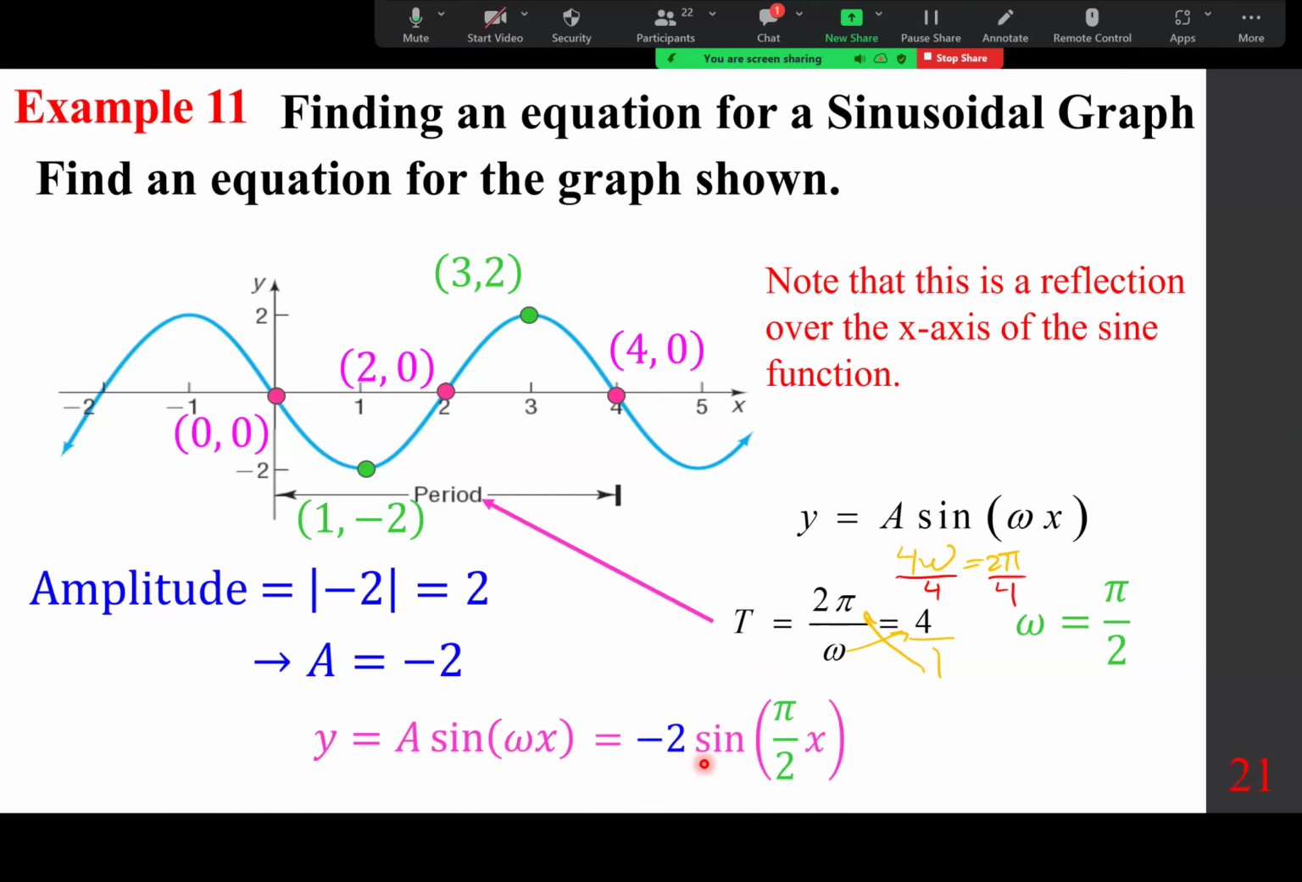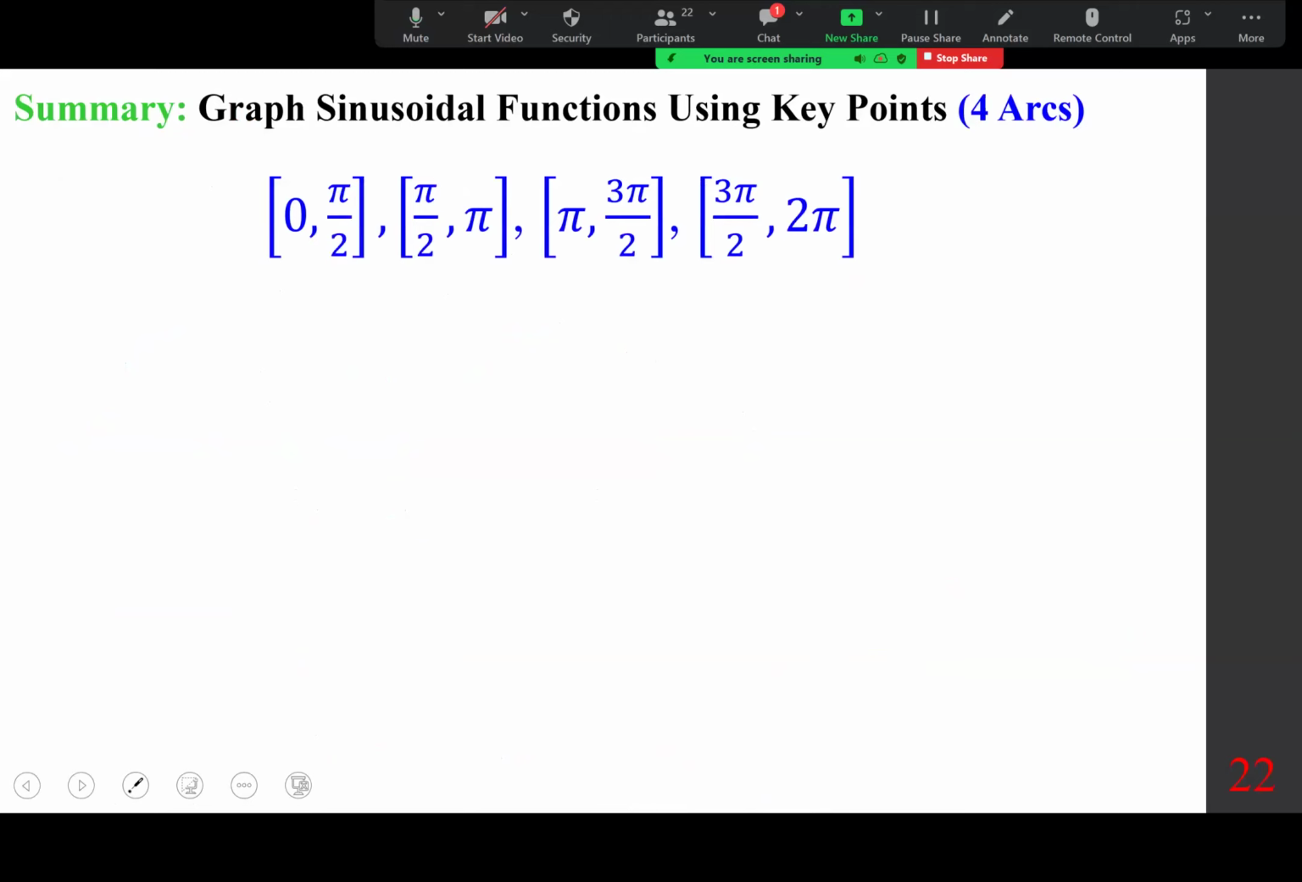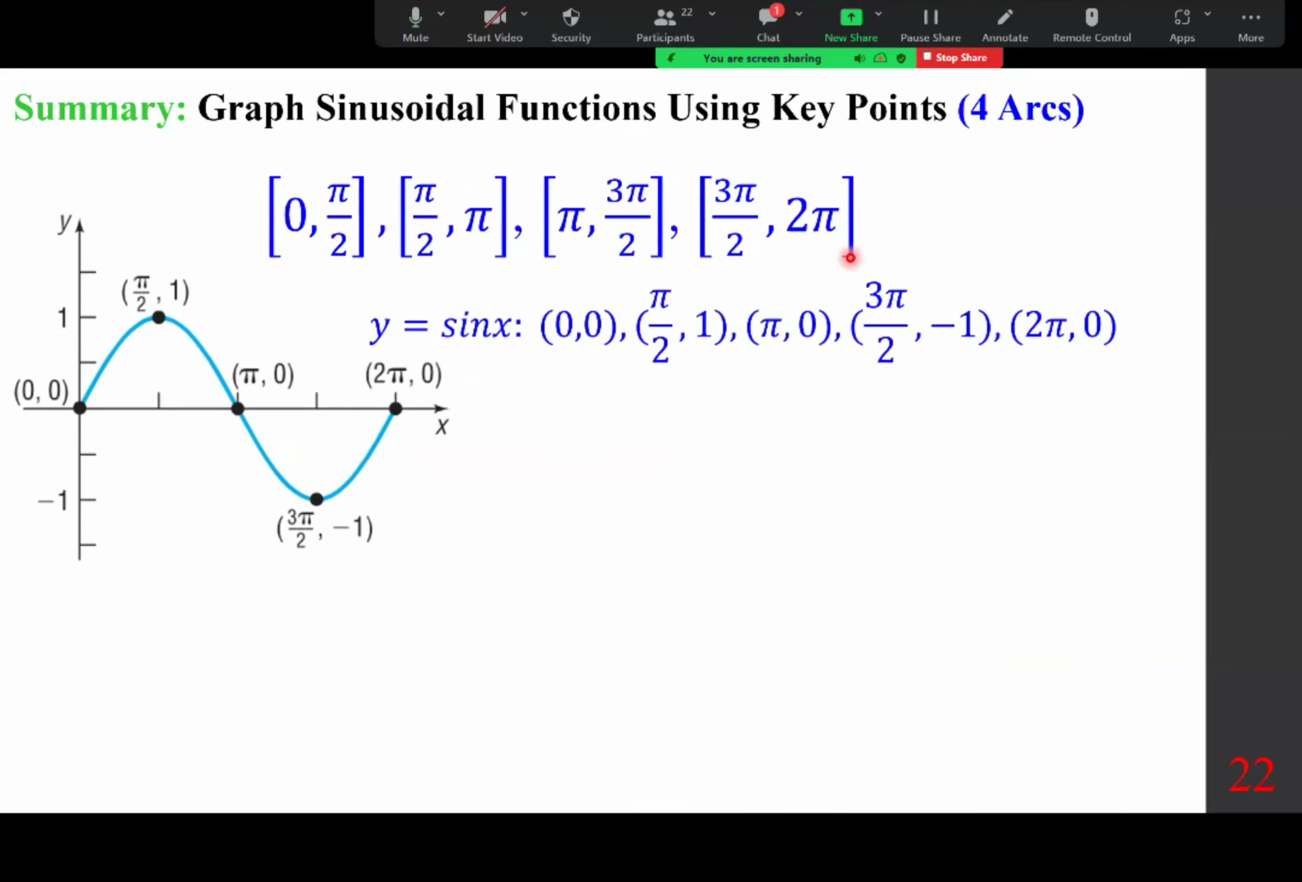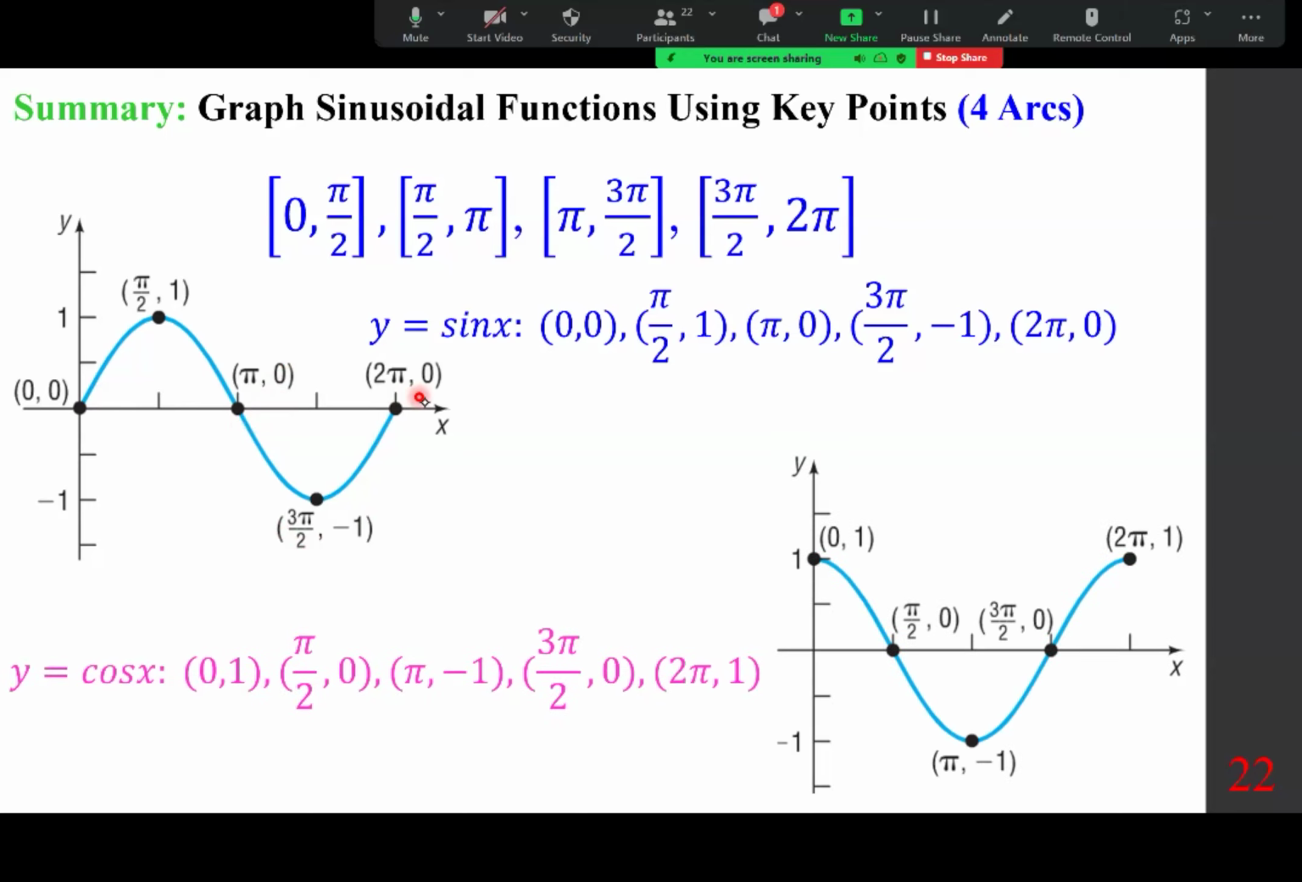So just a quick summary and we are done. To graph sinusoidal functions using key points of 4 arcs, cut 2 pi into 4 subintervals. For sine, it looks like that with those 5 key points: 0, 0, pi over 2, 1, pi, 0, 3 pi over 2, -1, 2 pi, 0. And for cosine, it looks like that with the key points 0, 1, pi over 2, 0, pi, -1, 3 pi over 2, 0, 2 pi, 1. That is very simple.